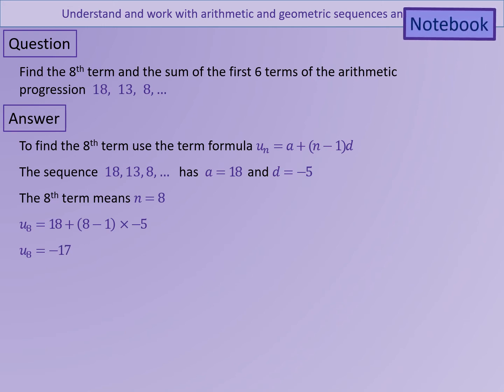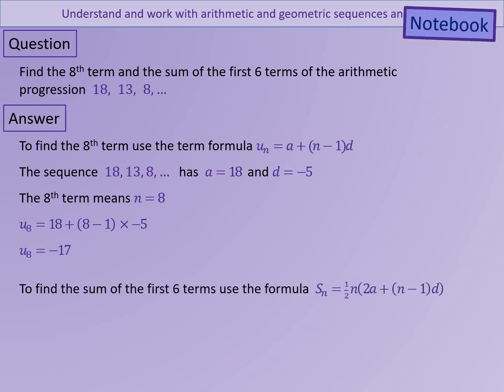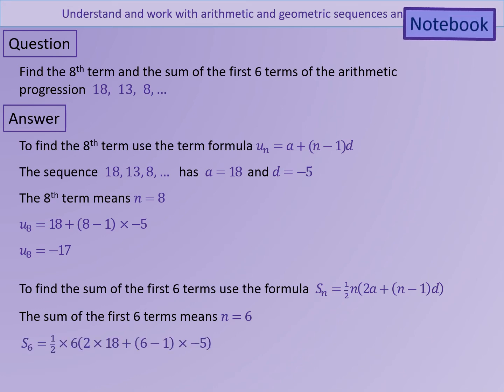To find the sum of the first 6 terms, we can use the formula from the formula book, which is Sn equals a half n bracket 2a plus n minus 1 d. We're going to put in n equals 6, a equals 18, d equals minus 5. Substituting these in gives us the sum of the first 6 terms as 33.